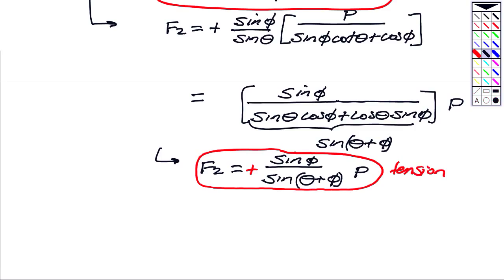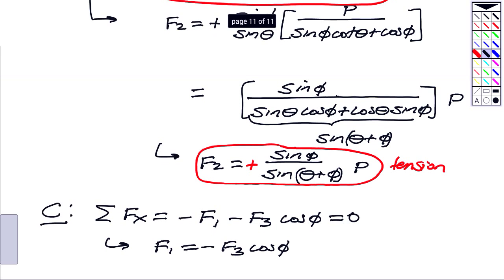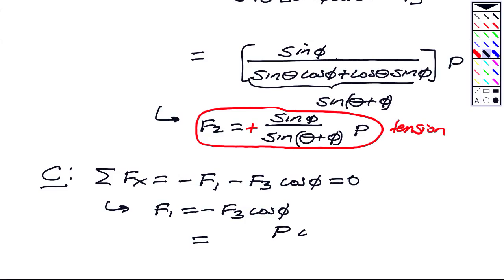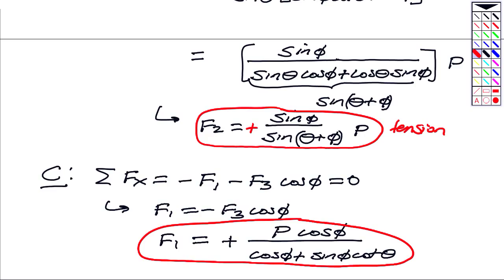Okay, we also need to know F1. So I'm going to look at joint C now. And when you sum forces acting in the x direction on C, you get minus F1 minus F3 cosine phi. For equilibrium, that becomes a 0. So F1 becomes a minus F3 cosine phi. So that becomes P cosine phi divided by cosine phi plus sine phi cotangent of theta. And please note that that's a plus sign. So the conclusion we draw about element 1 is that it too is in tension. So 1 and 2 are in tension, 3 is in compression.